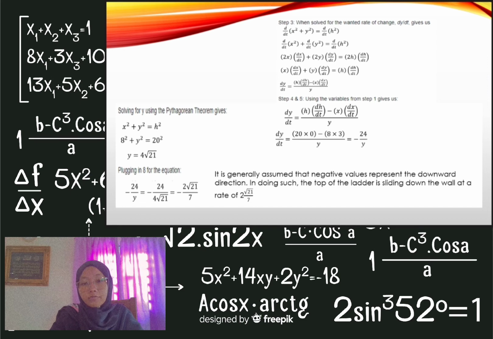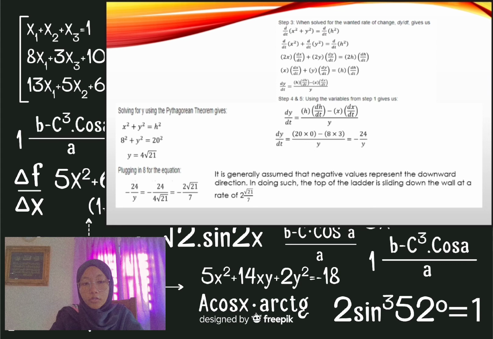Step 4 and 5, using the variables from step 1 gives us dy over dt equals h dh over dt minus x dx over dt, all divided by y. For dy over dt, we plug in the numbers: h equals 20, dh over dt equals 0, x equals 8, and dx over dt equals 3. So 20 multiplied by 0 minus 8 times 3, over y, equals negative 24 over y.